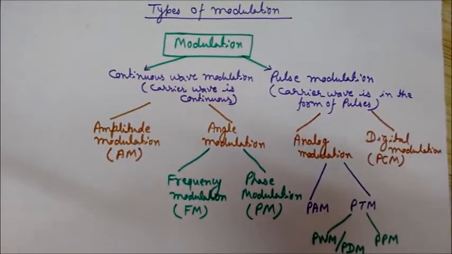So let's start. But first let me tell you one thing, that you have seen that in AM, FM and PM the amplitude, frequency and phase of the carrier wave varies respectively according to the amplitude of the message signal. I mean, in amplitude modulation the amplitude of the carrier wave varies, in frequency modulation the frequency of the carrier wave varies, and in phase modulation the phase of the carrier wave varies as per the instantaneous value of the message signal.